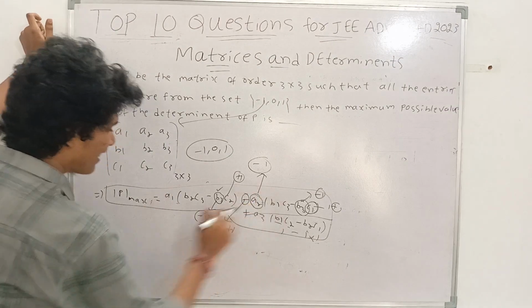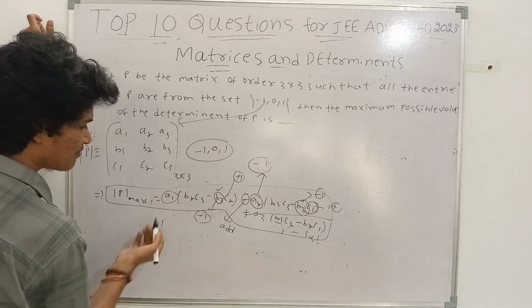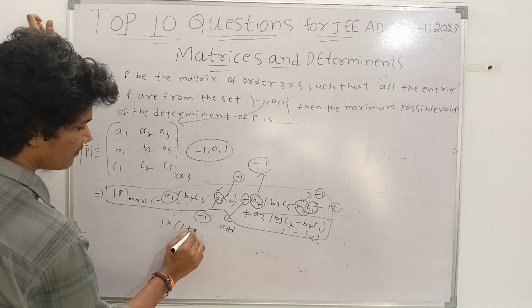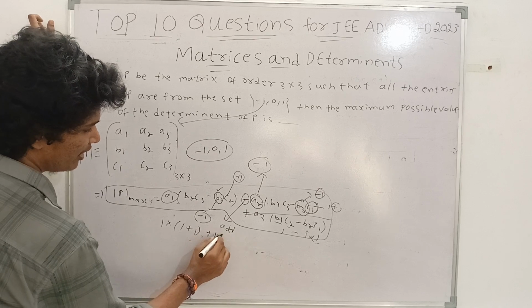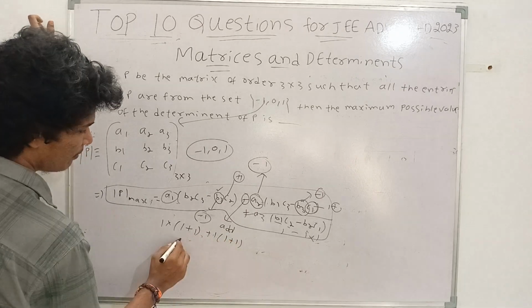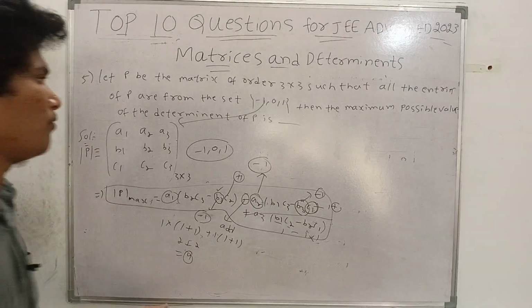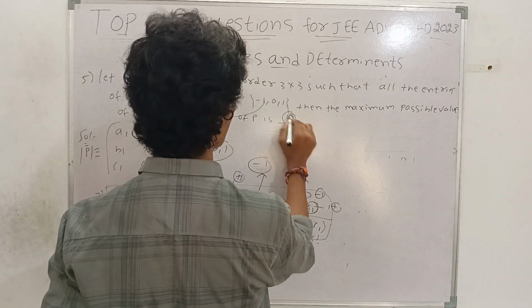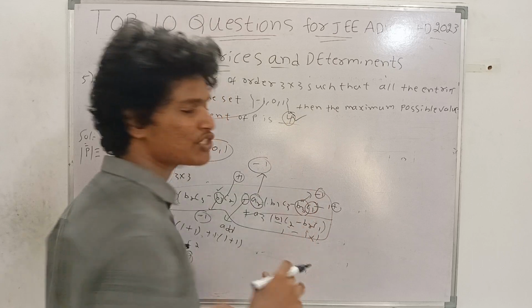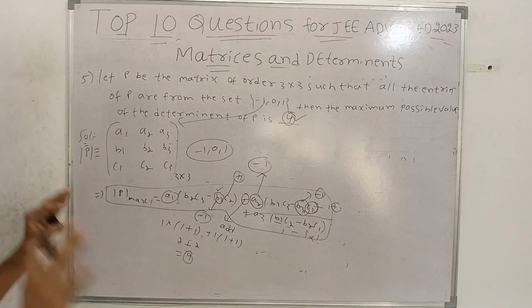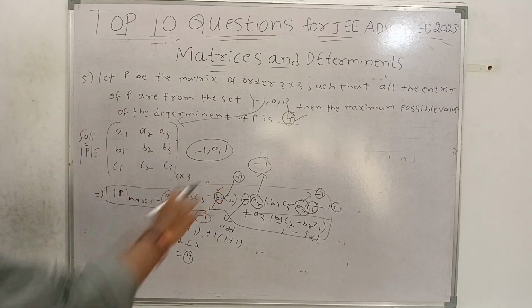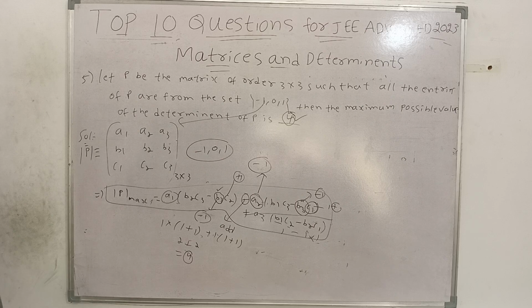So the complete answer will be, if we take A1 as 1, 1 into 1 plus 1, and plus 1 into 1 plus 1. So the answer will be 2 plus 2, that is 4. Like this you can solve. So the maximum possible determinant will be 4. You can search many possibilities, but the maximum determinant should be equal to 4. You have to keep this in mind. The determinant questions are completed.